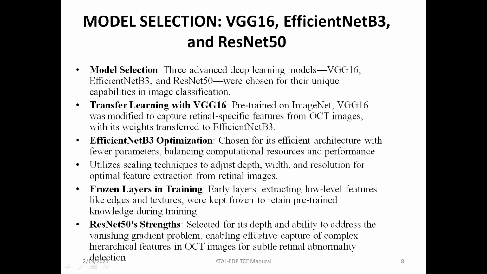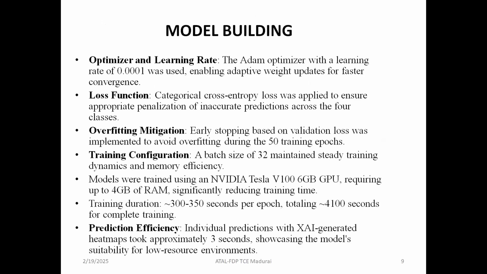And ResNet50 is selected for its depth and its ability to address the vanishing gradient problem. You know the importance of ResNet50 in defining or categorizing the hierarchical features in the OCT images, even for the subtle changes or abnormalities present in the images.